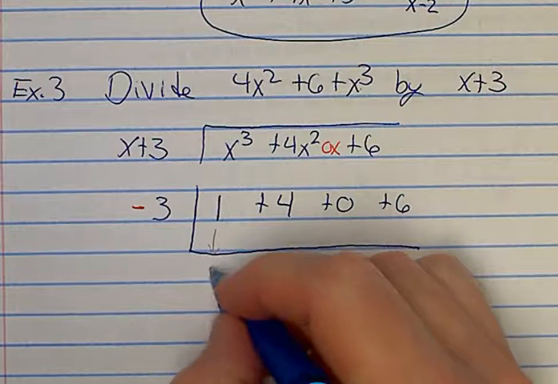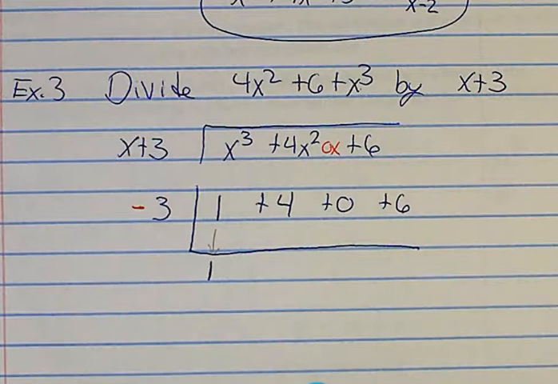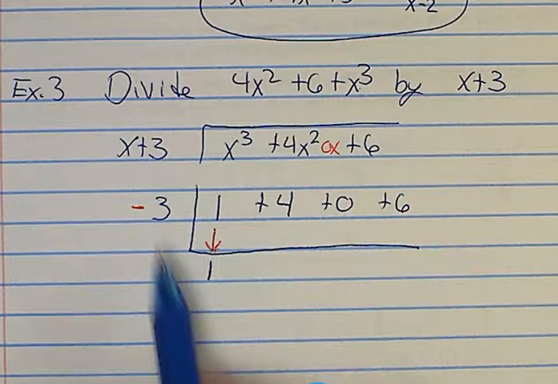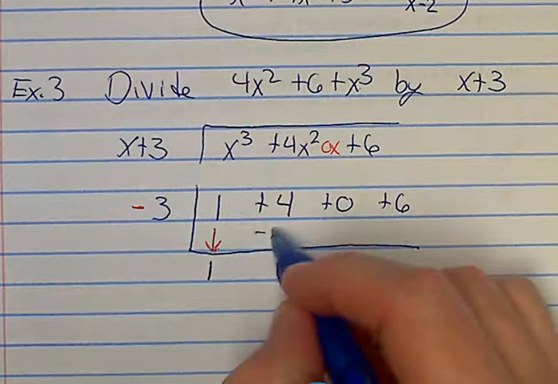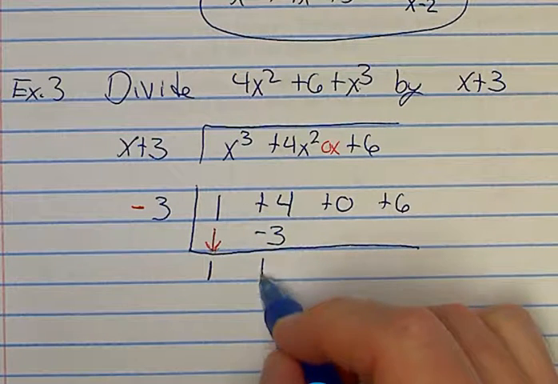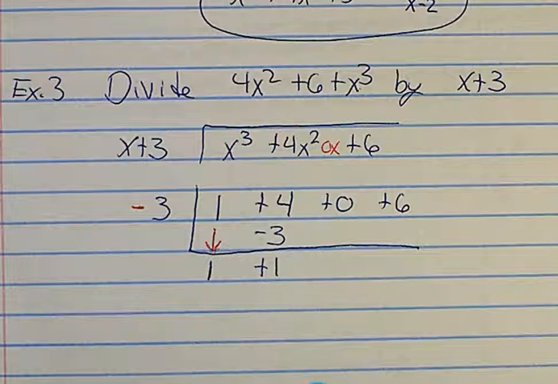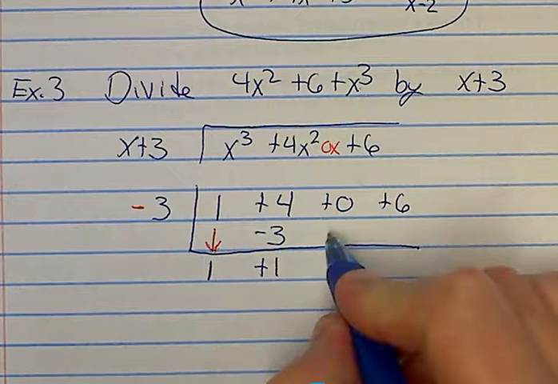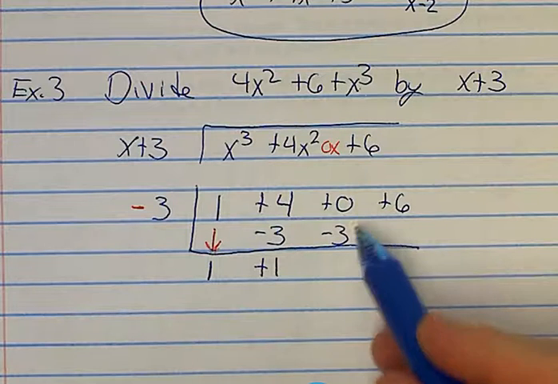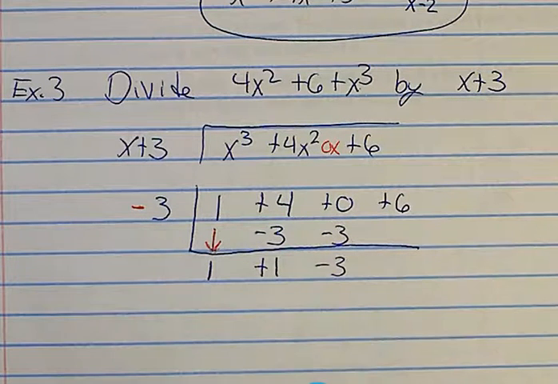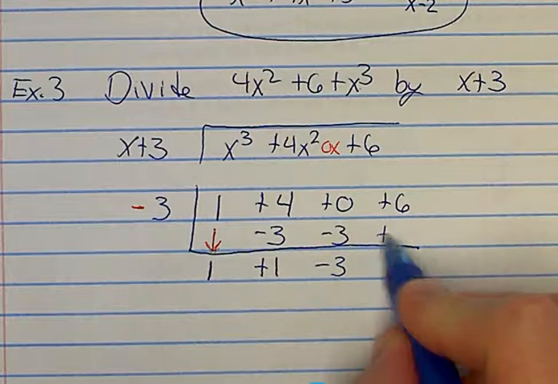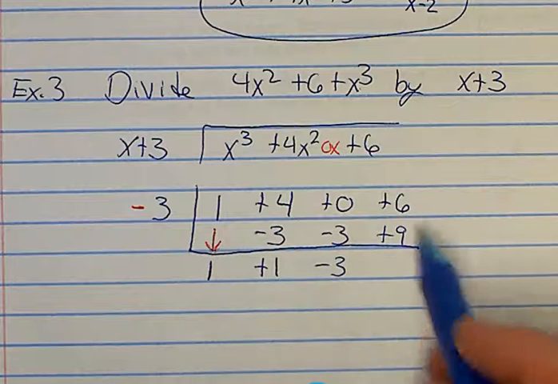Okay, bring down the 1. And now we start to multiply. Negative 3 times 1 is a negative 3. 4 minus 3 is positive 1. Negative 3 times 1 is a negative 3. And with the 0, 0 doesn't do anything when you add or subtract it, so it's just going to leave it as a negative 3. And then negative 3 times negative 3 is going to be a positive 9. Add those two together to get 15.